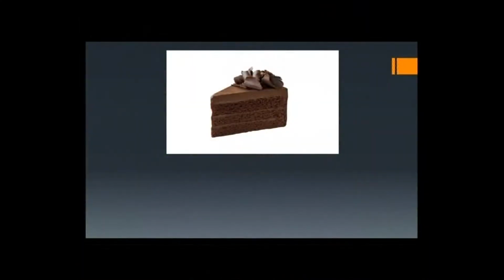I brought cake, a piece of cake for you. So now what do you mean by piece of cake? That is in front of you.